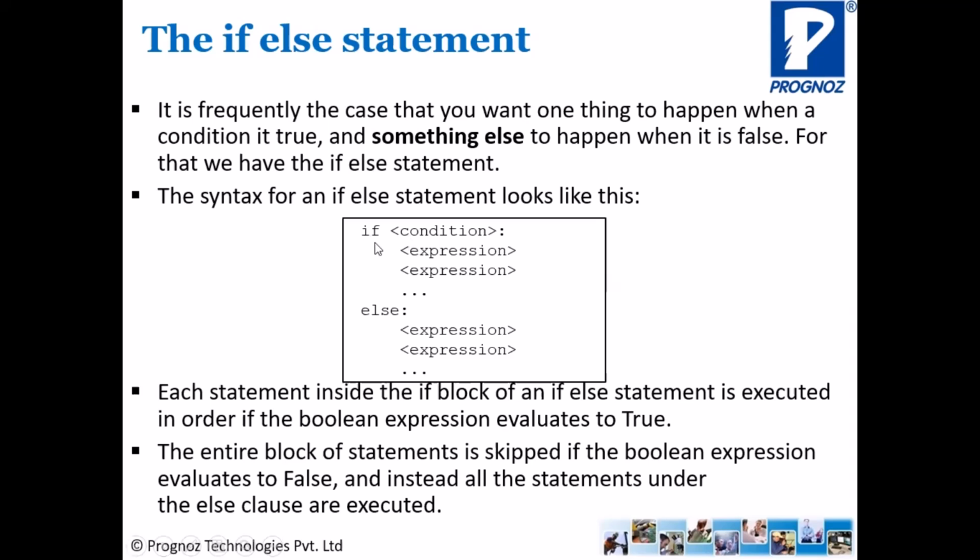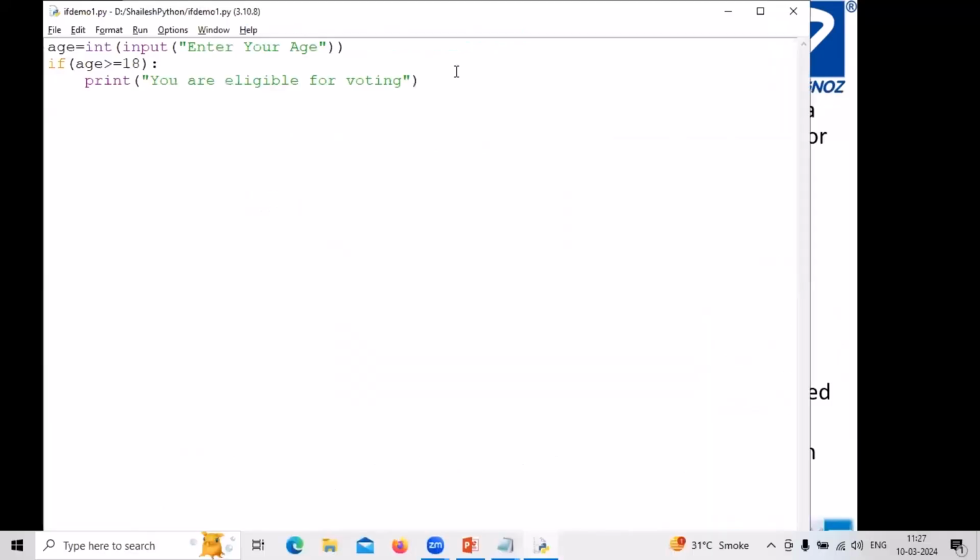Else is the one that happens when it is false. So how to write the syntax? If condition, write your code. If the condition is false, then it will go to the else statement, and the else statement will be executed here. So how do we implement it here? I just have to write the else, and then I need to write the message here: You are not eligible for voting.